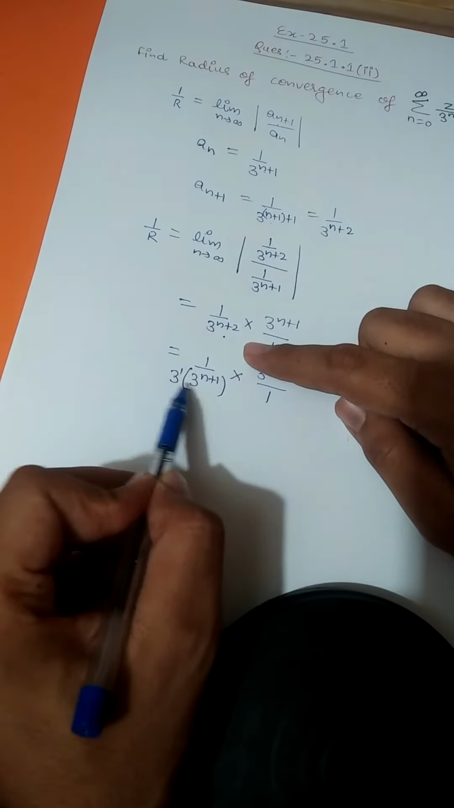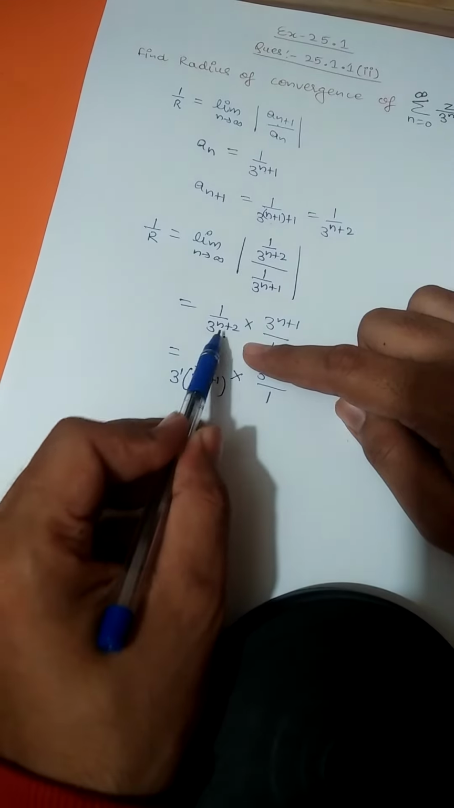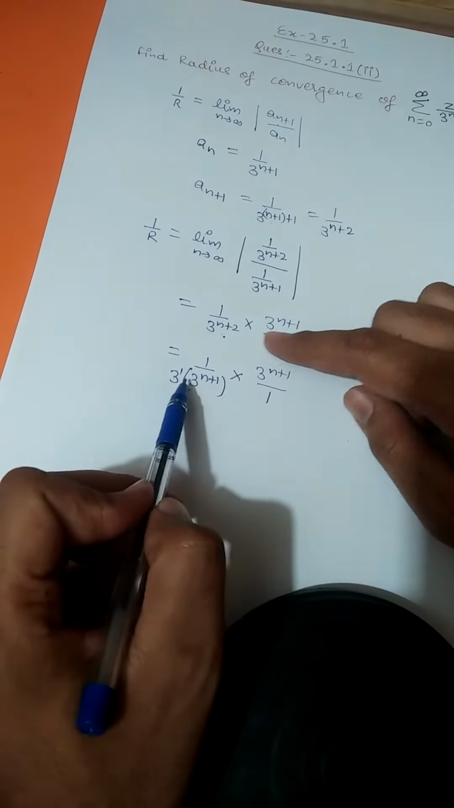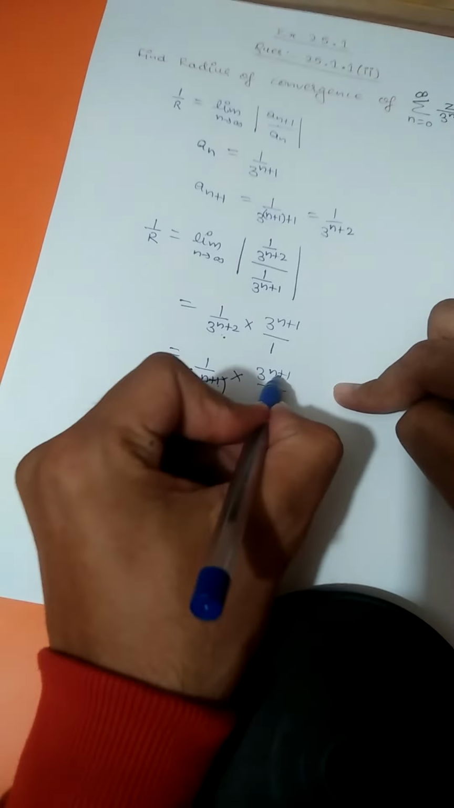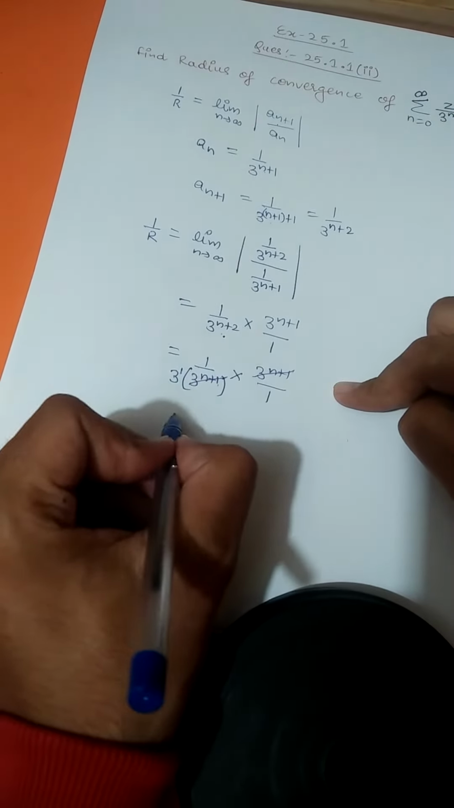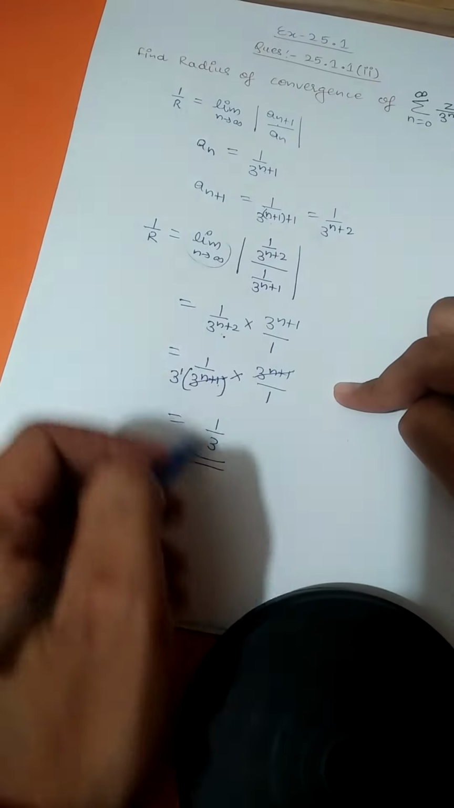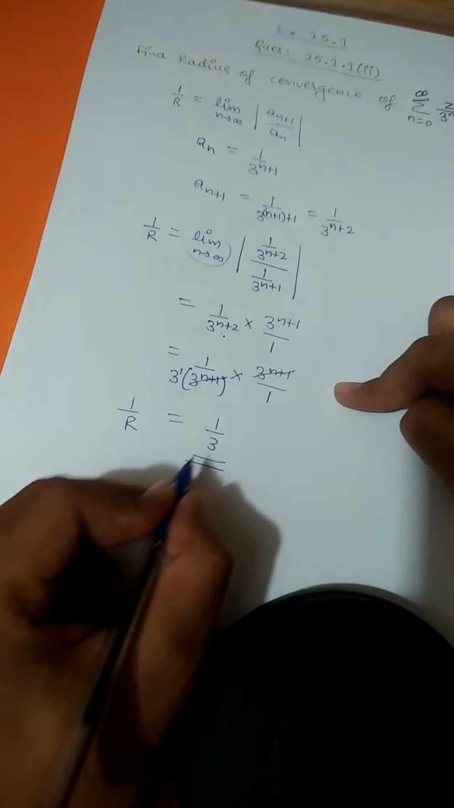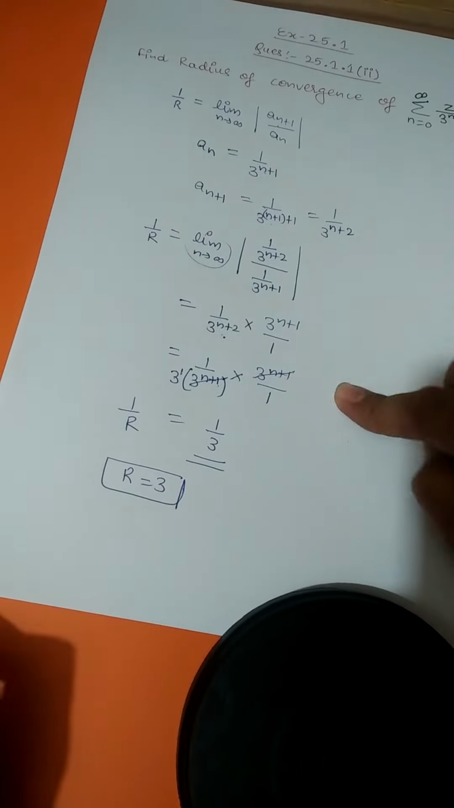Here if the base is the same, then we can add the powers, and ultimately its power will be n plus 2. So vice versa, 3 power n plus 2 we can write as 3 power 1 into 3 power n plus 1. So 3 power n plus 1 and 3 power n plus 1 cancel out. Its value will be 1 by 3. Here there is no need to put the limit as n is not existing. So we can write that 1 by r equals 1 by 3, so the value of r will be 3 only. This is our required answer.